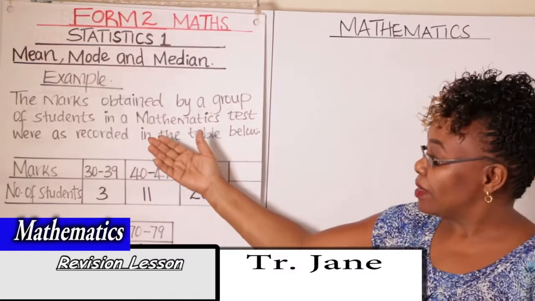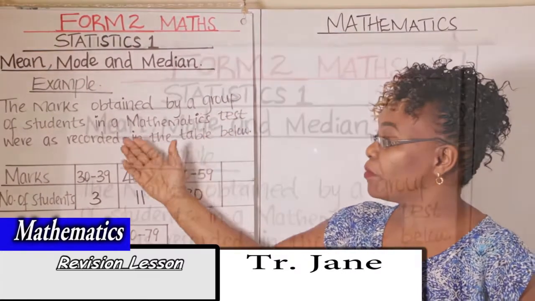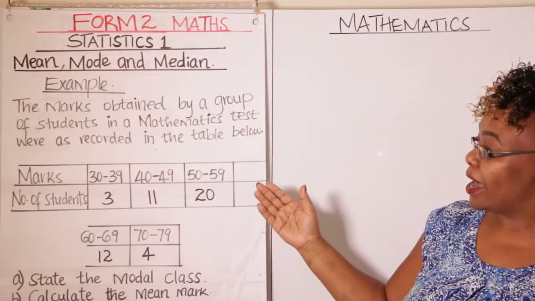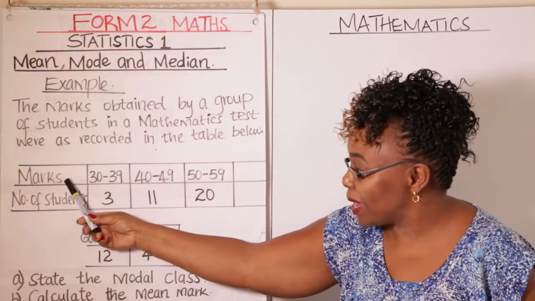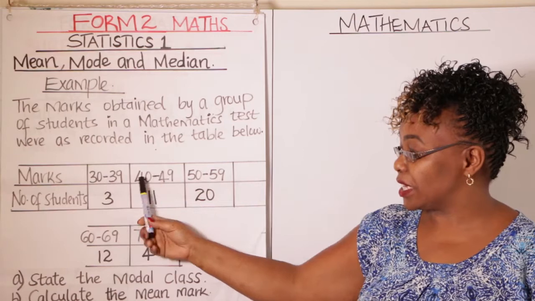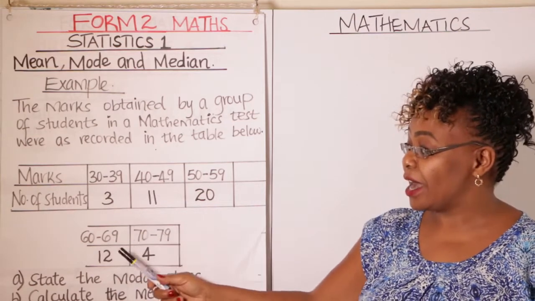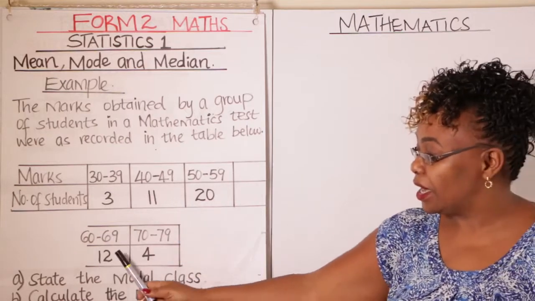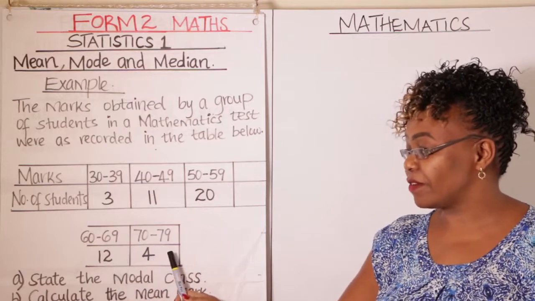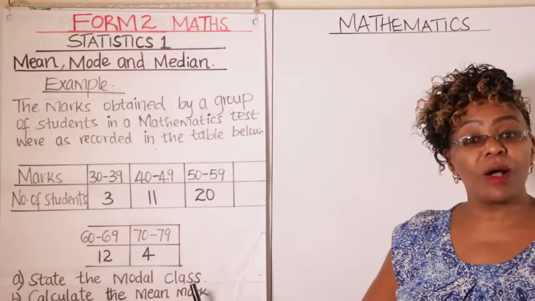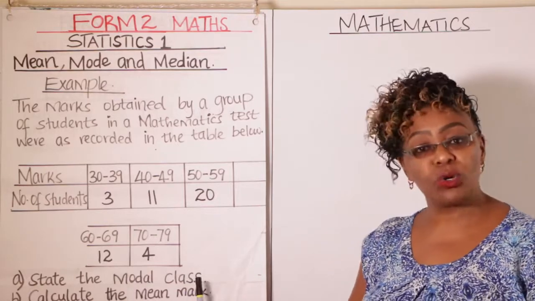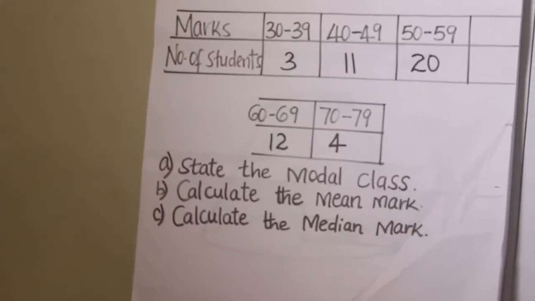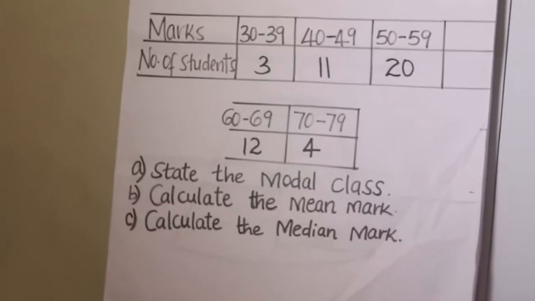The question is, the marks obtained by a group of students in a mathematics test were recorded in the table below. So you have the marks here in groups, 30 to 39. The number of students who got that, there were 3. 40 to 49, there were 11. 50 to 59, 20. 60 to 69, 12. 70 to 79, 4 students. And therefore our question is, A, state the modal class. B, calculate the mean mark, and finally calculate the median mark.